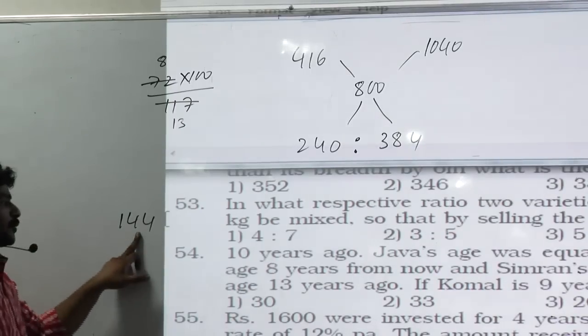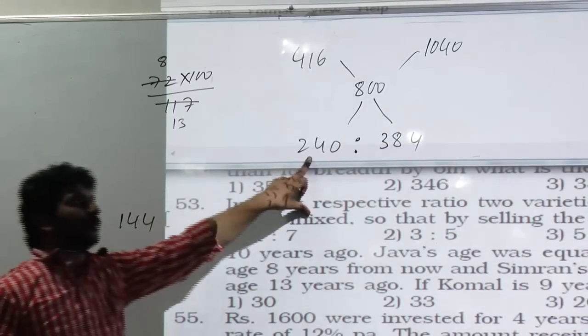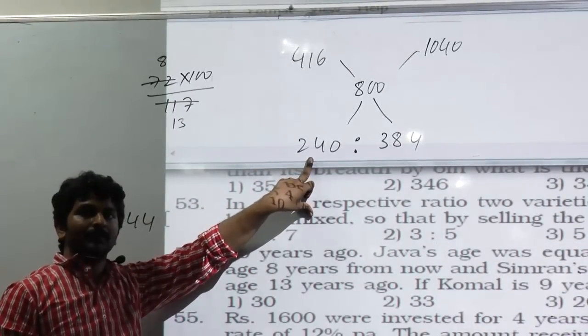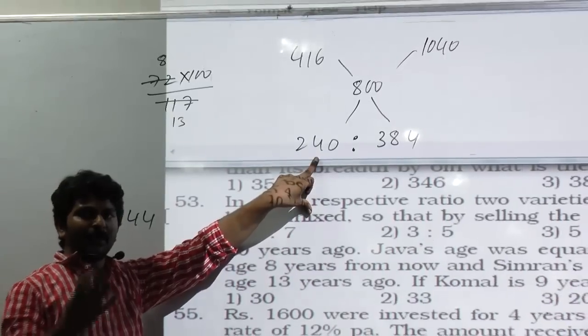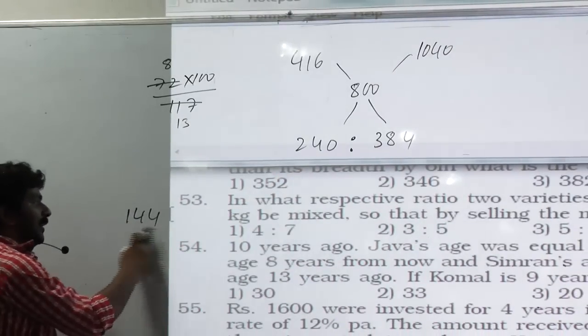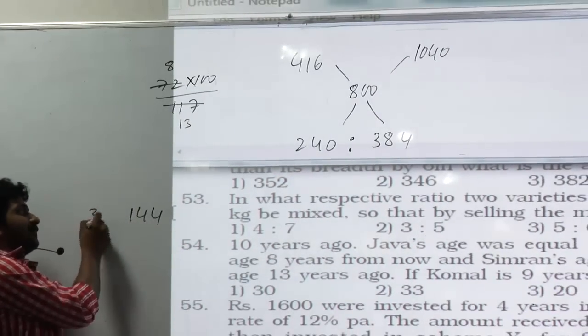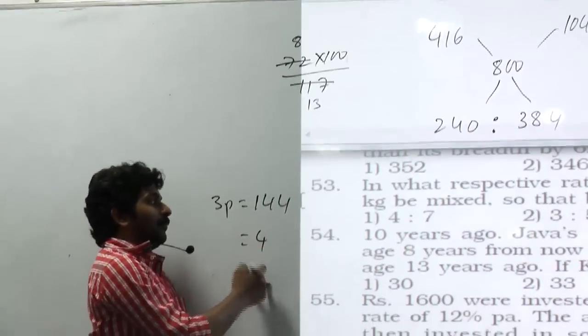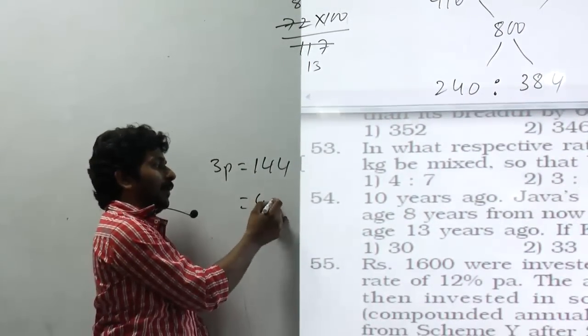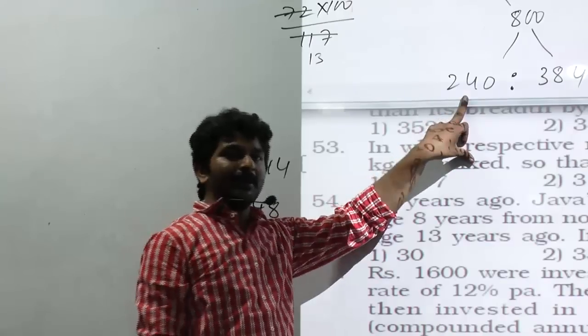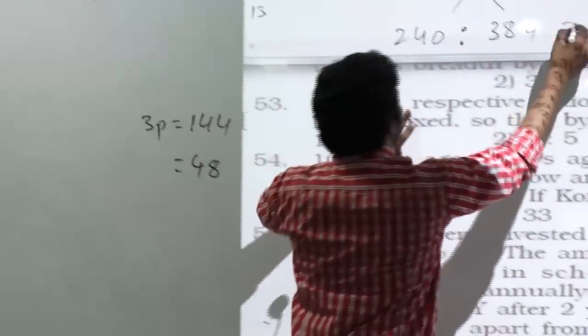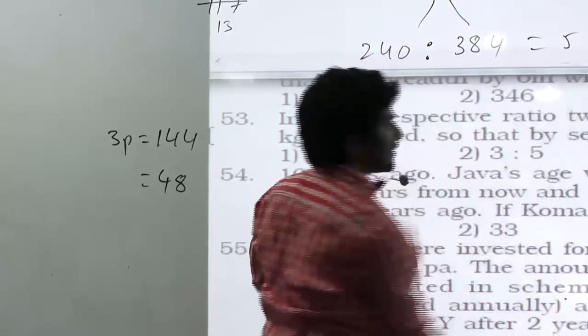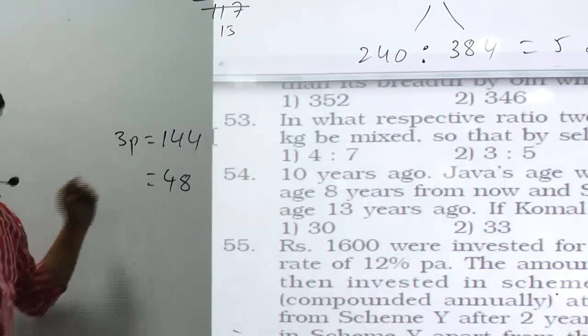144. If it is 2 parts, 1 part is 72. Is it a 72 multiple? Is it a 72 multiple? No. If the difference is 3 parts, what about 1 part? 48. Is it a 48 multiple? Yes. If it is 5 parts, definitely that will be 8 parts. Because you know the difference is 3 parts, right?